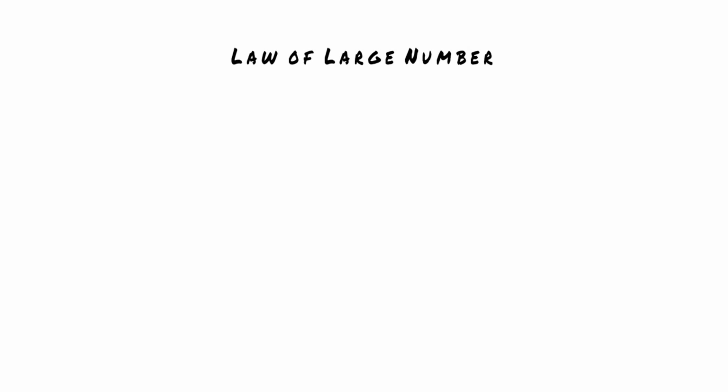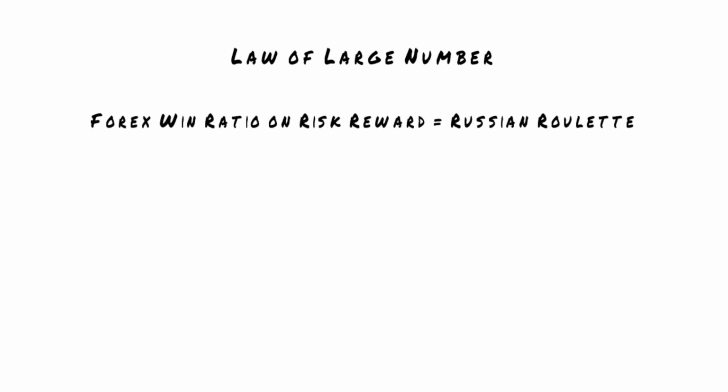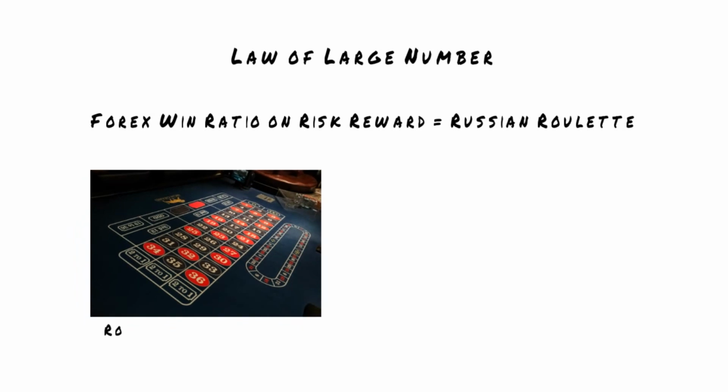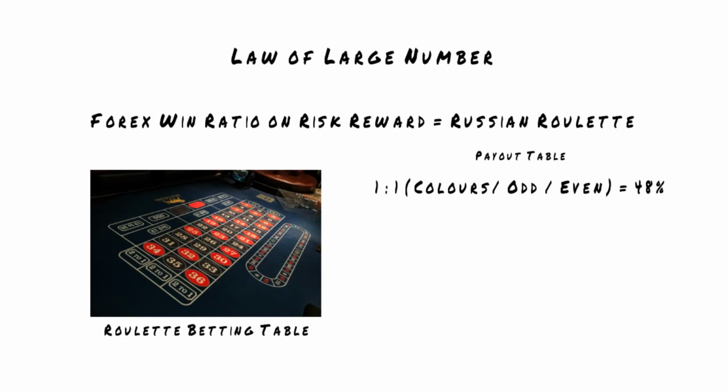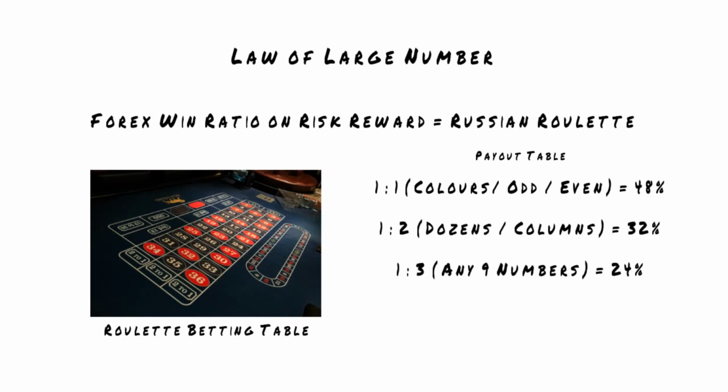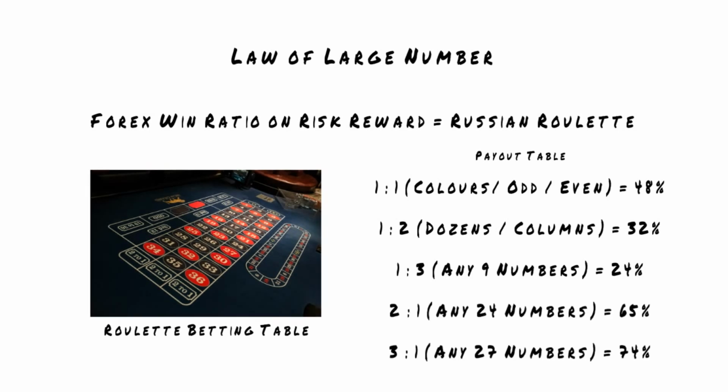Something I would like to share personally, I have tested hundreds of backtests on Forex with different risk and reward ratios. I found that under the law of large numbers, Forex works similarly to Russian roulette, where when you bet on red or black, a 1 to 1 risk reward ratio, the win rate ends near 48%, 1 to 2, 32%, 1 to 3, 24%. Then when you reverse it, you get 2 to 1, 65%, 3 to 1, 74%. At this moment, you might be wondering, why wasn't it 1 to 1, 50% win rate? Why did you put it at 48%?